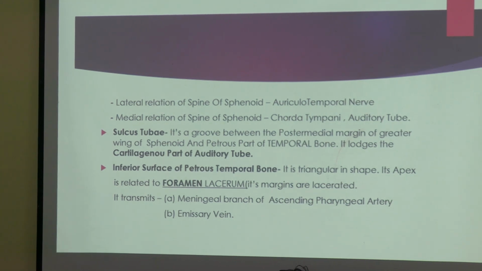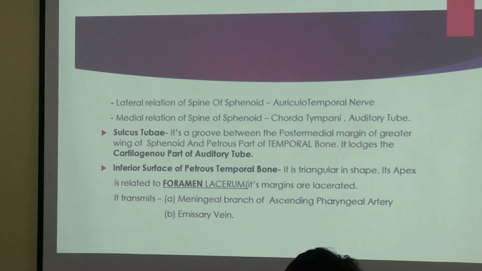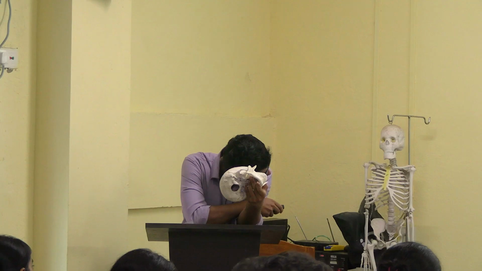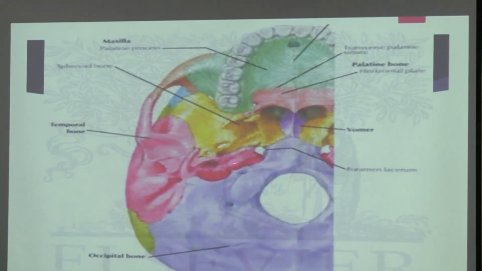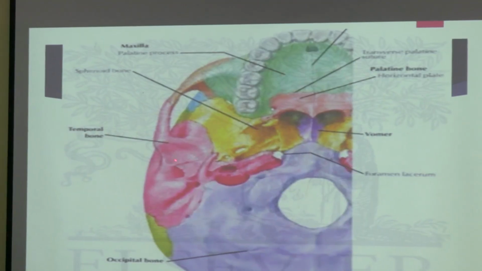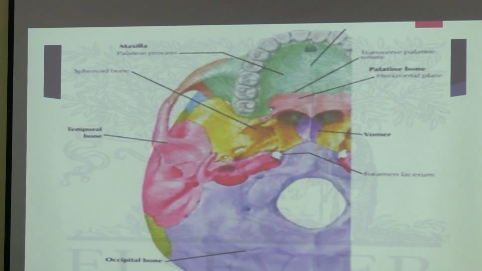Now when you come close, I will tell you about the sulcus tube. Okay, I am skipping this part for now. Now about the temporal part. Temporal part is this bone, the whole thing. I am talking about this part. This is called the petrous part of the temporal bone. This is the squamous, and there is the tympanic part.